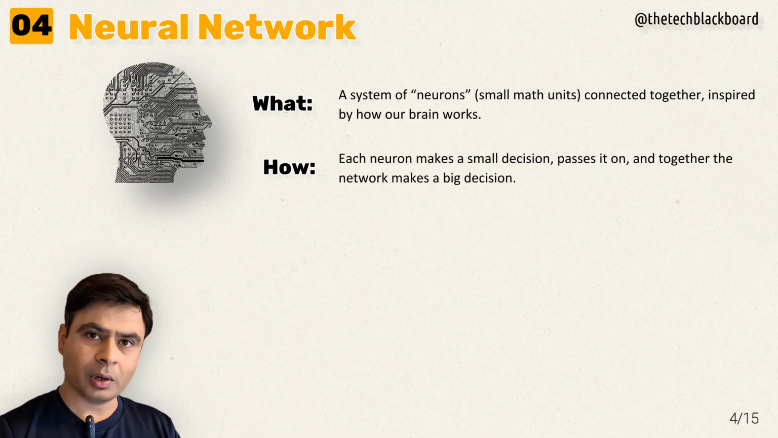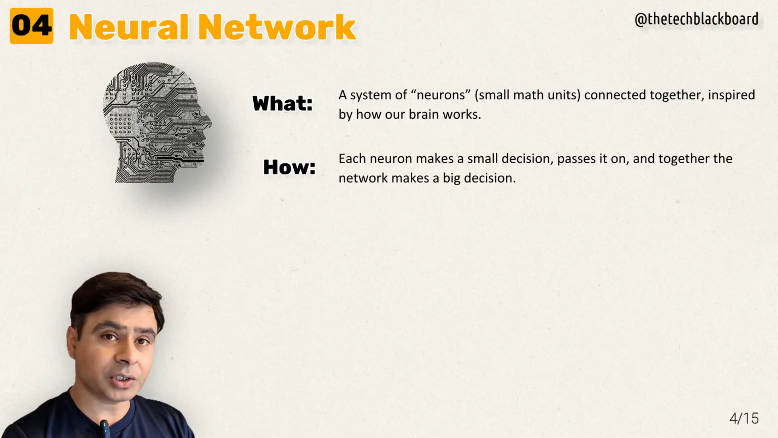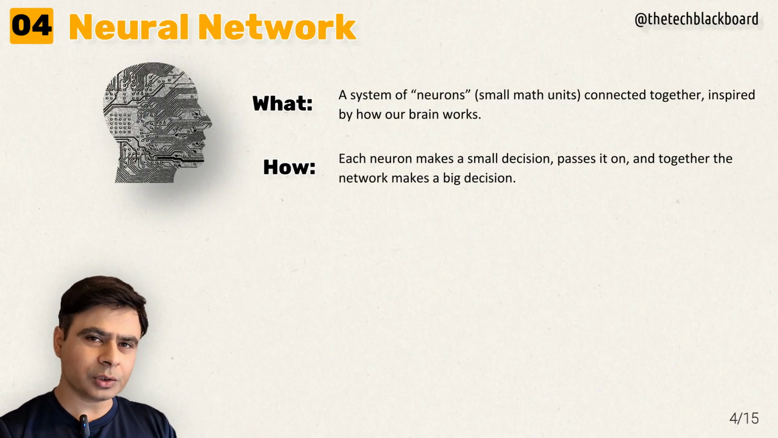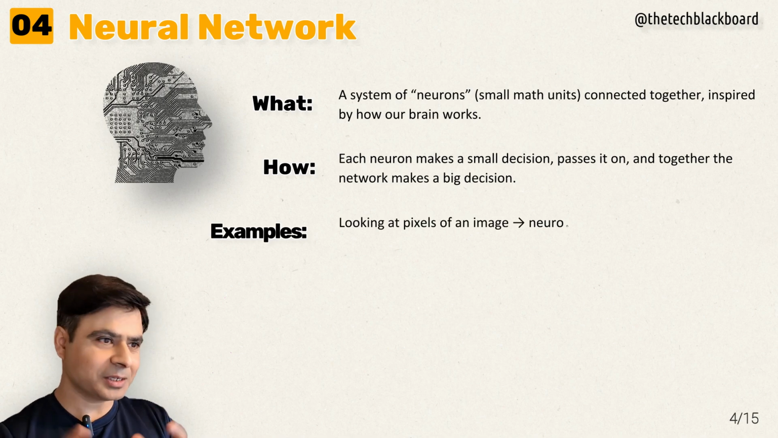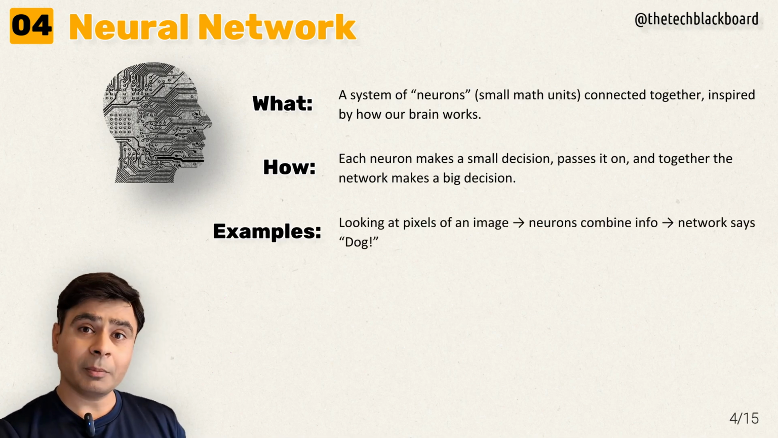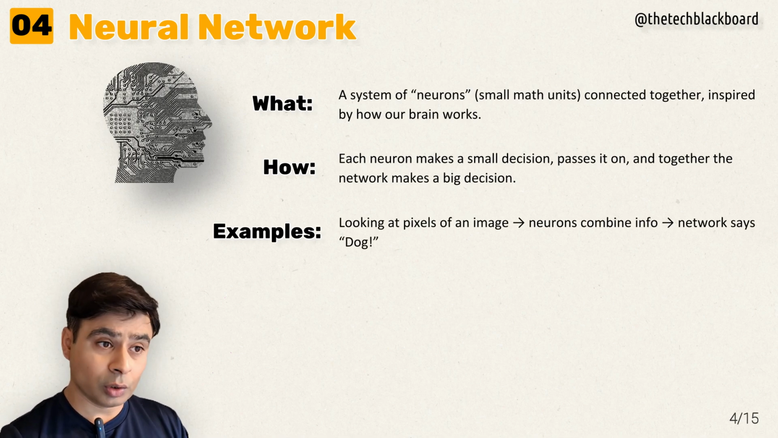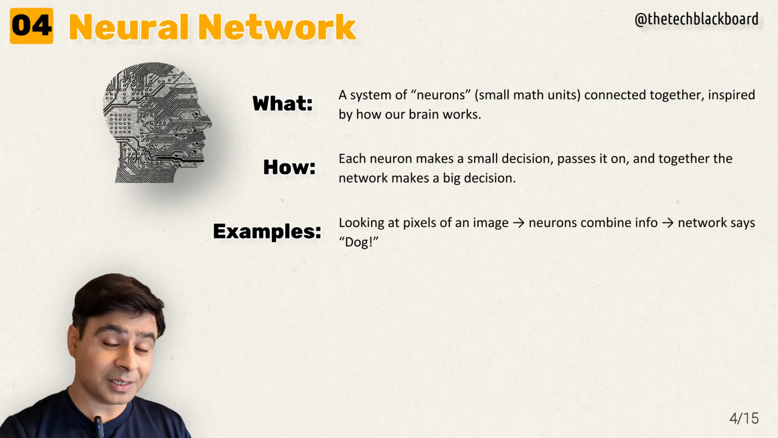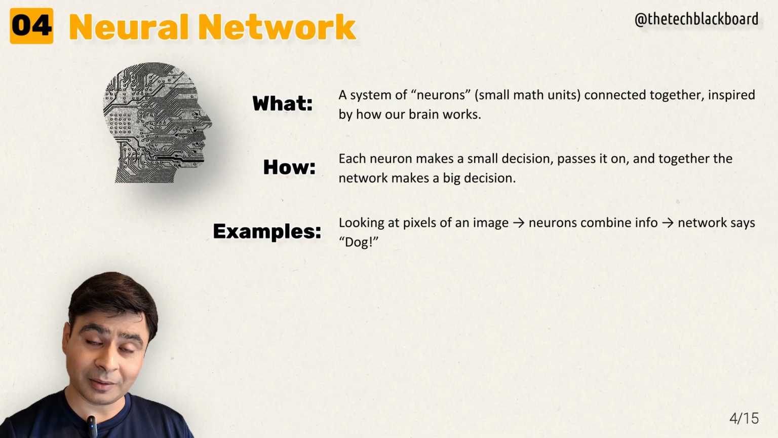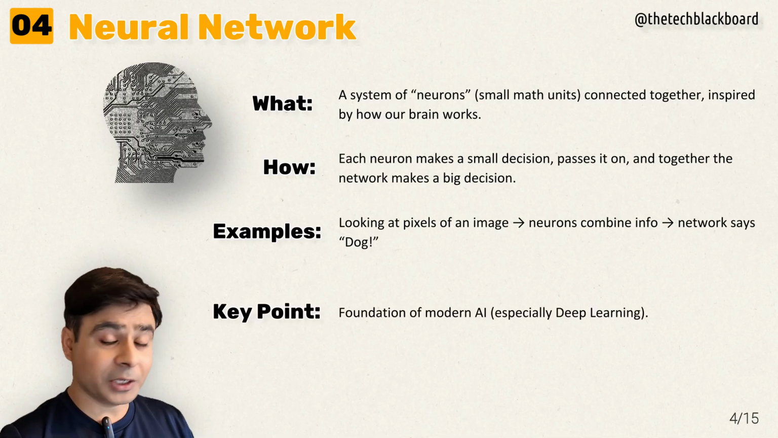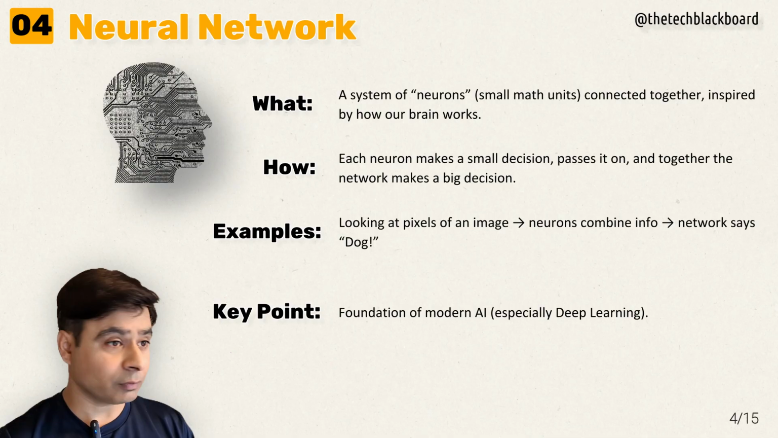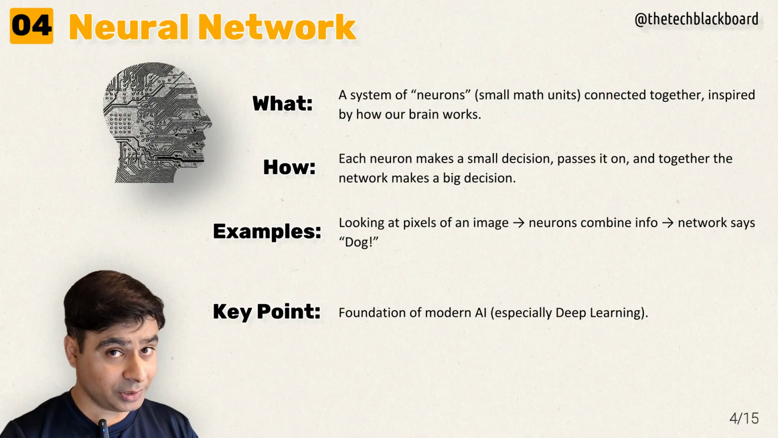Well, each neuron makes a small decision and passes it on to the other one, and together all the neurons in these networks make a big decision. So let's take some examples. Looking at the pixels of an image, neurons combine the information and say, yes, this is a dog or this is a cat. And what is the key point here? The key point is that neural networks are actually the foundations of modern AI, especially deep learning.